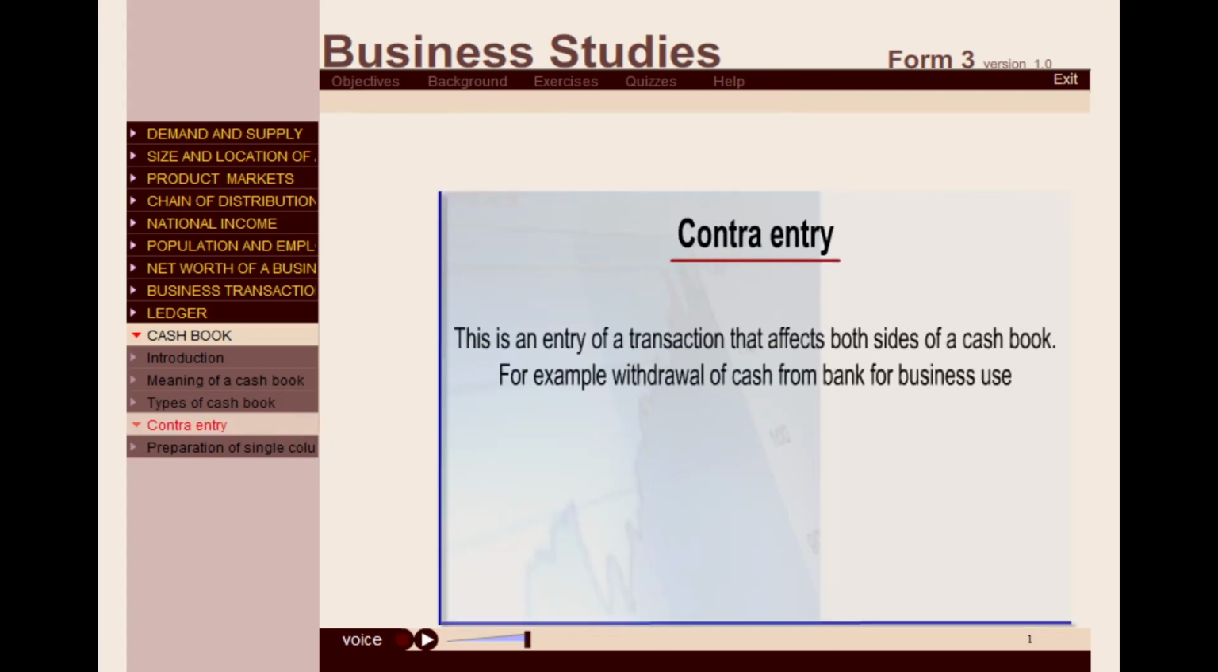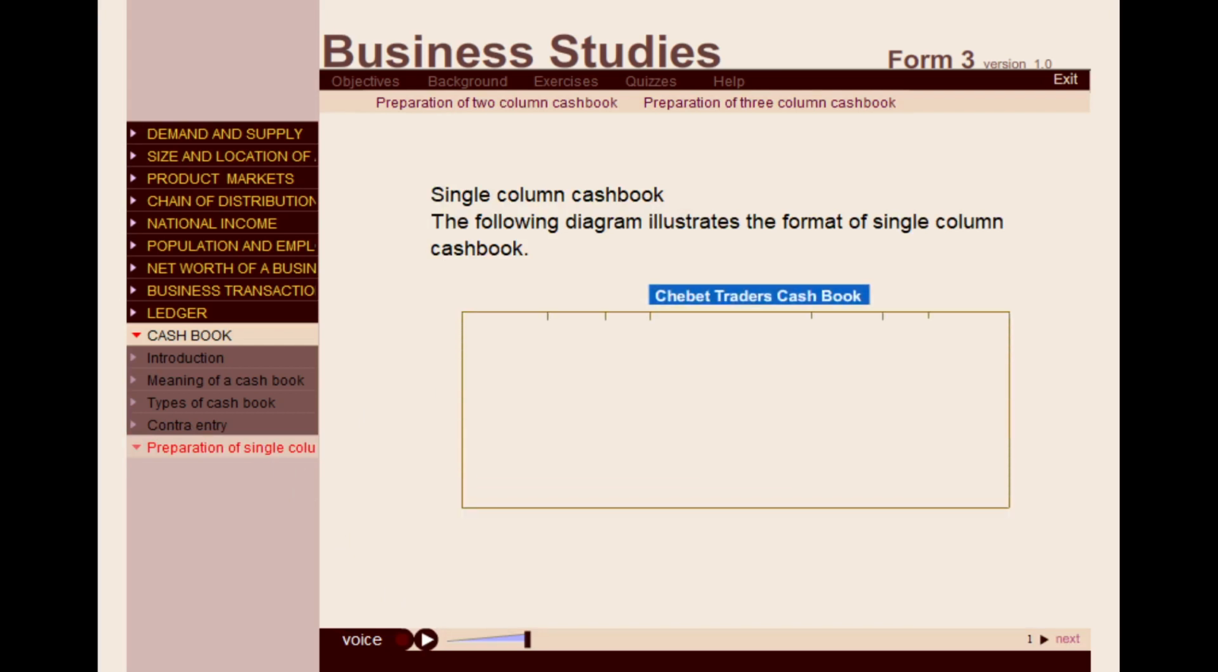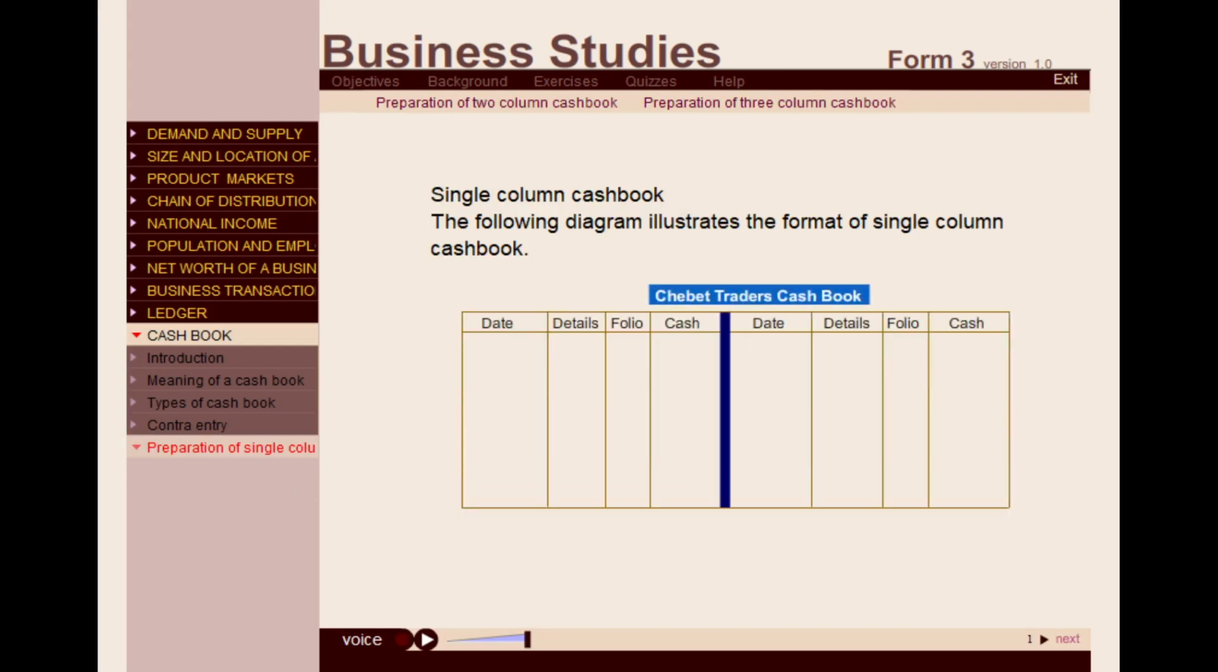Contra entry. This is an entry of a transaction that affects both sides of a cash book. For example, withdrawal of cash from the bank for business use. Single-column cash book. The following diagram illustrates the format of a single-column cash book.